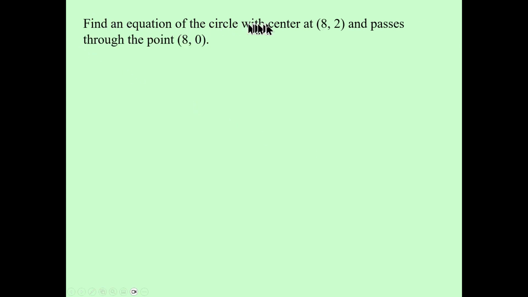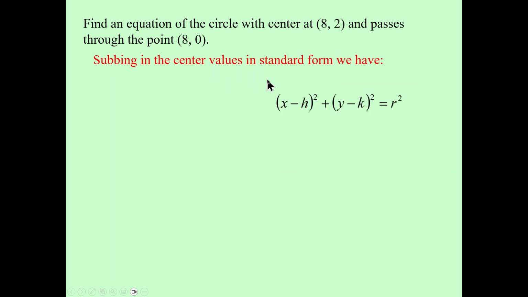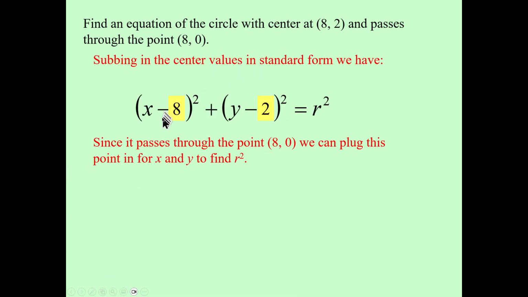Find the equation of the circle with the center at 8, 2 and going through the point 8, 0. So you can plug in here. It goes to the center at 8, 2. So you plug in there, you can see that. Alright, and now we have to find out what r is.